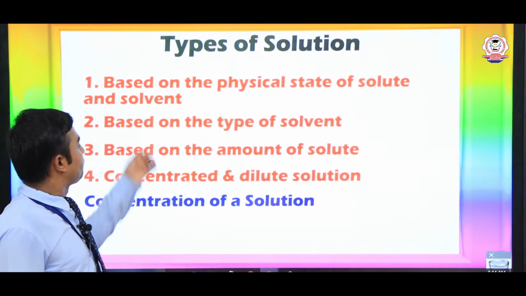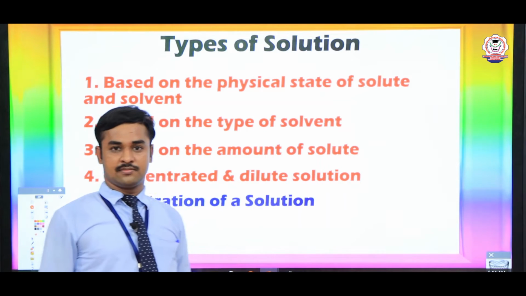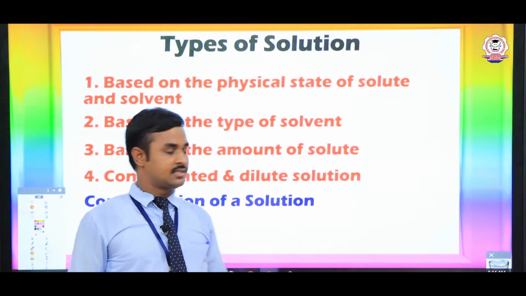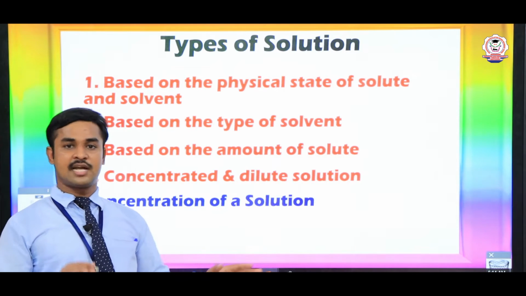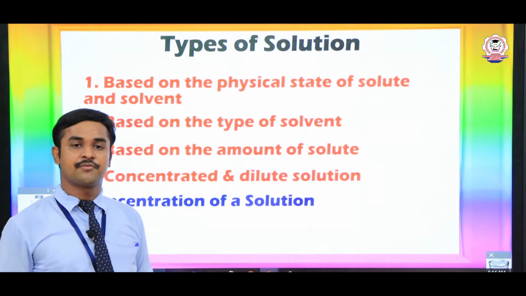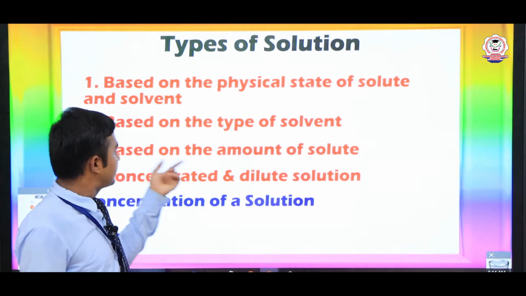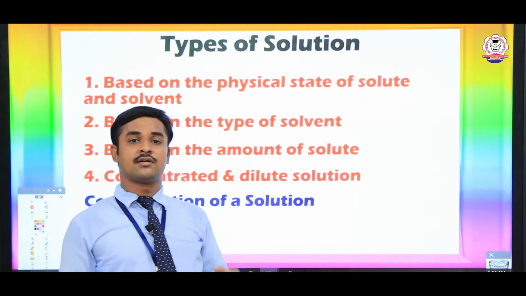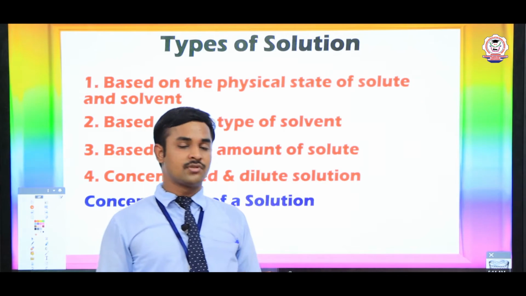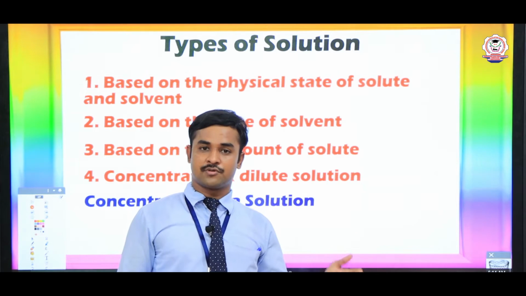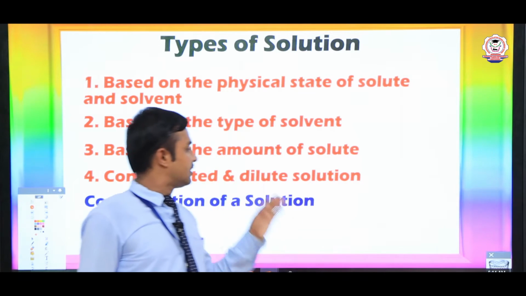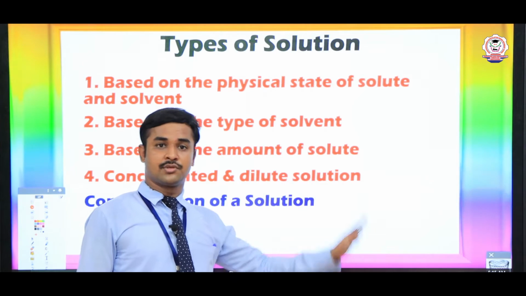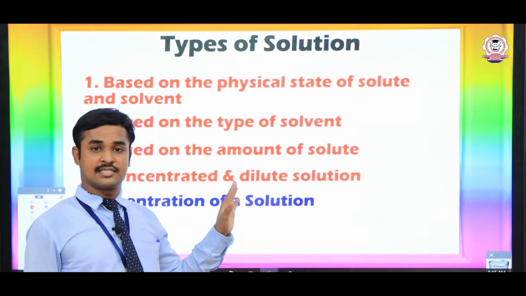Next, based on the type of solvent: if the solvent is water, it is an aqueous solution; if it is not water, it is a non-aqueous solution. This is a recap, we already saw this. Based on the amount of solute, a solution with less solute is called an unsaturated solution. If the solution contains a moderate amount of solute, it is a saturated solution. If it contains a larger amount of solute, it forms a supersaturated solution.